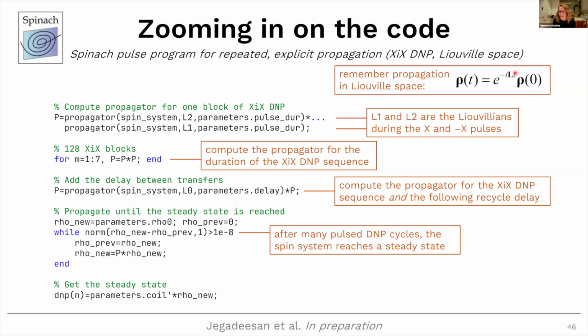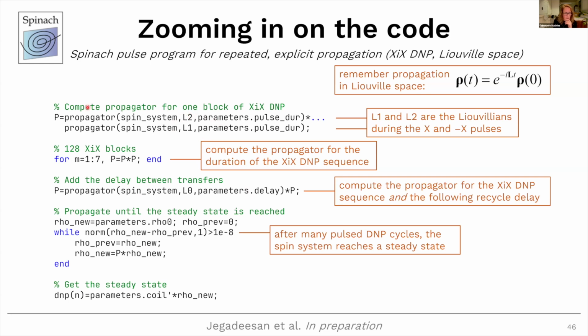The state of our system is no longer described by a matrix, but now all those matrix elements are placed in a vector. That is what's meant here by rho. And this is now our propagator: e to the power minus L times t, where L is our Liouvillean, and that gives me the state of my spin system at time t. So the propagation now looks simpler, and doing simulations in Liouville space numerically has a lot of advantages over doing them in Hilbert space, and you'll see another one of those in just a moment. Okay, so this is now the core of the pulse program for XIX DNP.